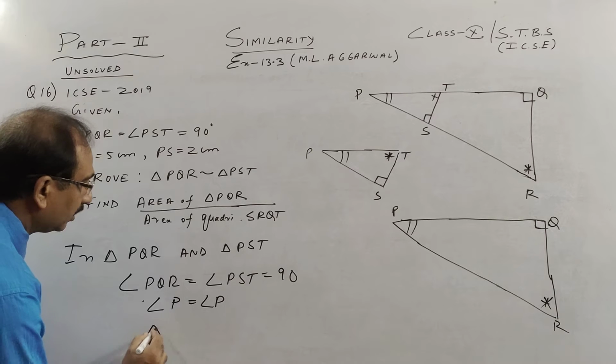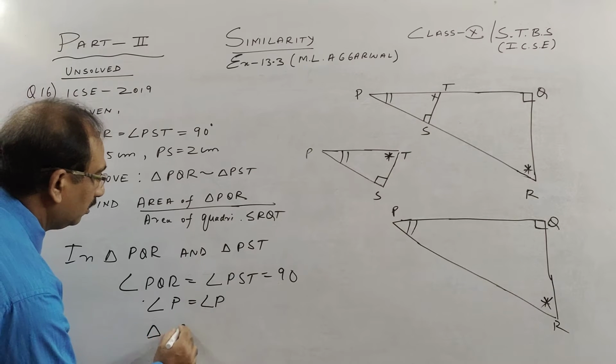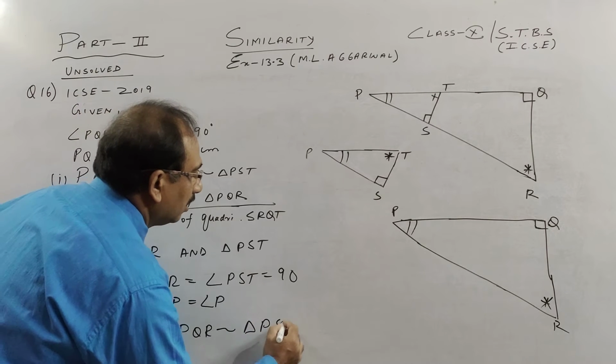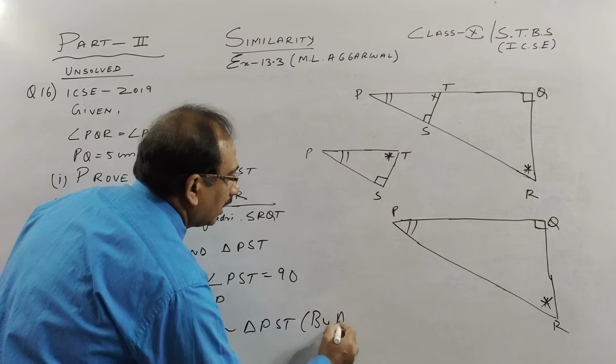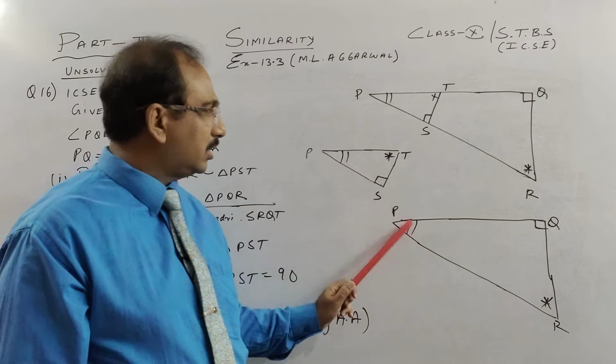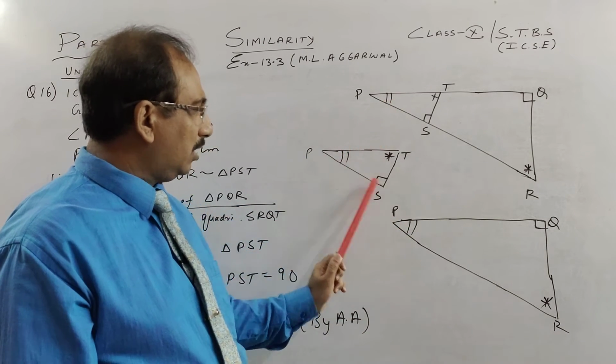So first you will get 1 mark here. Triangle PQR is similar to triangle PST by AA axiom. AA, triple A or double A you do. So 2 angles are equal. This angle of this triangle is equal to this angle.